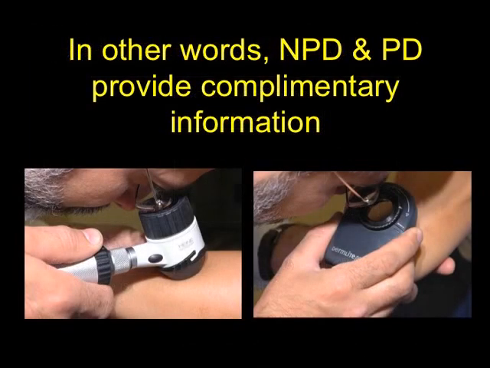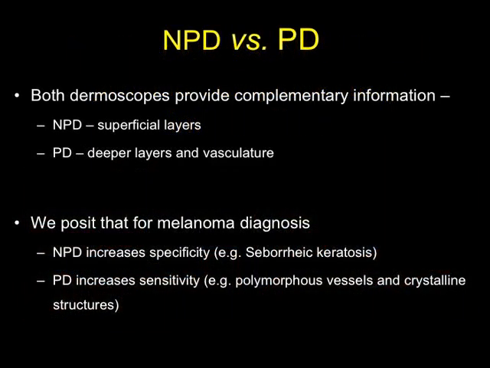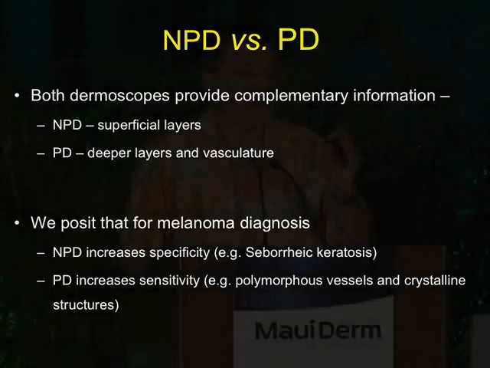So the bottom line is that standard dermoscopy and polarized dermoscopy provide complementary information, and both of these scopes really need to be used to get the maximum amount of information. Standard dermoscopy shows superficial layers, polarized shows deeper layers. In the study we did, we posit that standard dermoscopy increases your specificity, but polarized dermoscopy increases your sensitivity. So if you are screening for something, you want the highest sensitivity. For screening purposes, polarized dermoscopy is actually ideal.